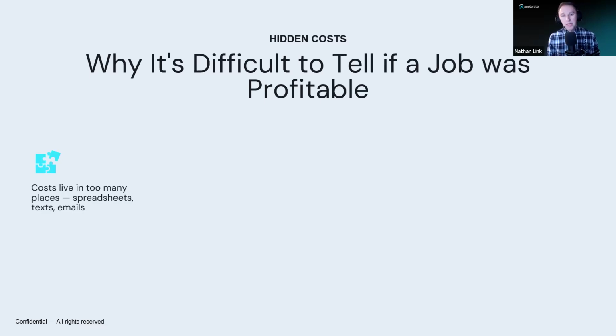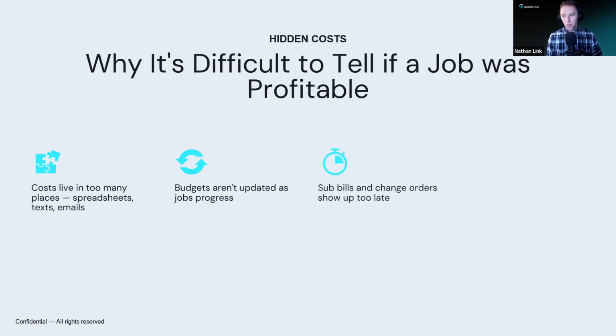But the problem itself is that costs live in many different places, so you're having to search to find a lot of the different information. It's not easy to aggregate it and bring it into one area. Things aren't updated as the job progresses, so you're unable to know when to look at something. There are change orders and sub-bills that come in late that delay real-time information. And then ultimately owners and managers are making decisions that are outdated, not based on real-time data.